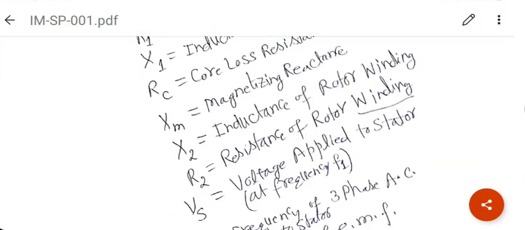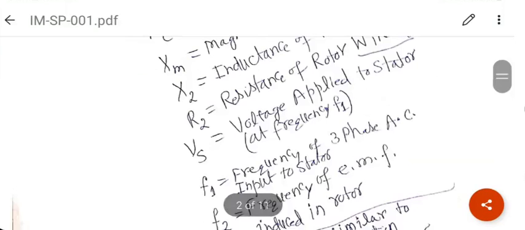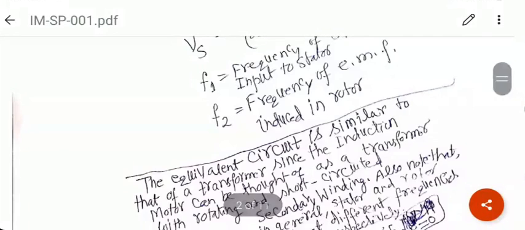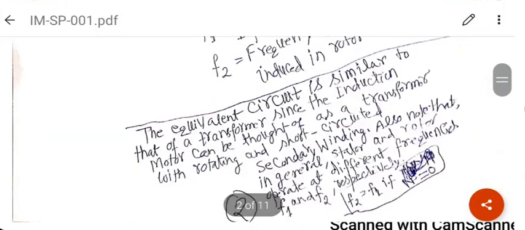Vs is voltage applied to stator at frequency F1, and F1 is the frequency of the input to the stator. F2 is the frequency of the EMF induced in the rotor, which is variable. The equivalent circuit is similar to that of a transformer, since the induction motor can be thought of as a transformer with rotating and short-circuited secondary winding.